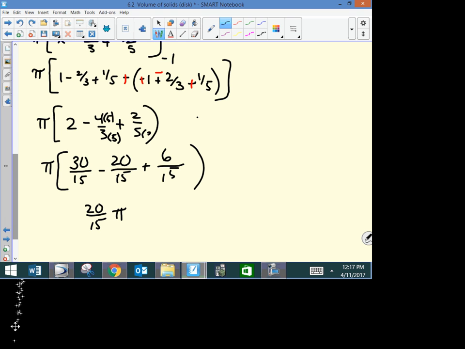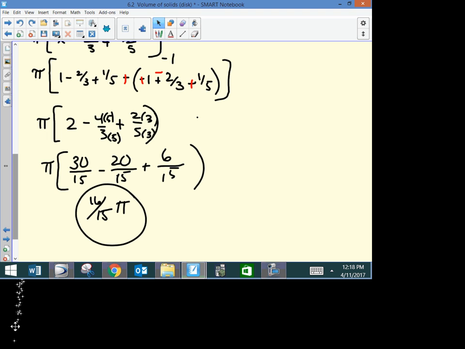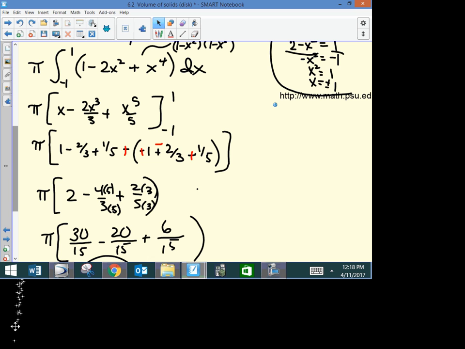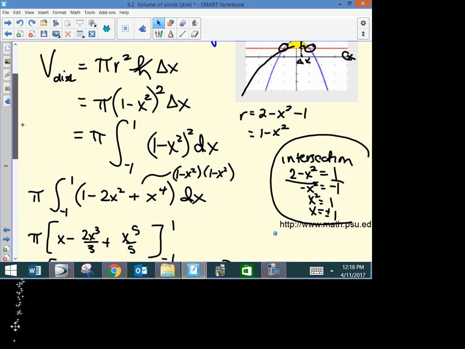This is 3, 6. Okay. So 30, 20, 10, 16, 15 is pi. That sounds better. And these are not going to cancel each other out because of that minus the whole mess. If they cancel each other out, you're going to end up with 0. That would be bad because you know the volume of that is not 0.